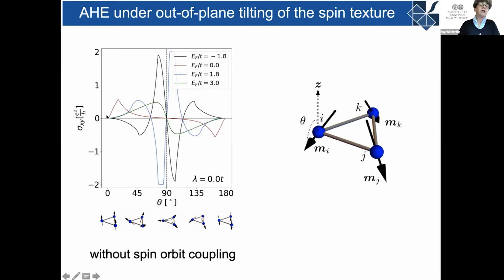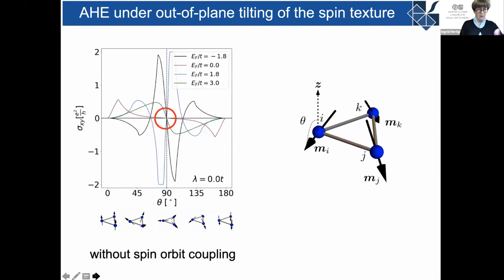Let's now concentrate just on one curve. Let's take the black one, for example. It's a certain energy. It should be the Fermi level. And so what happens now if I switch on this tilting, out-of-plane tilting? You see that with the tilting, I break again inversion symmetry, and I observe finite values of the anomalous Hall effect without spin-orbit interaction.